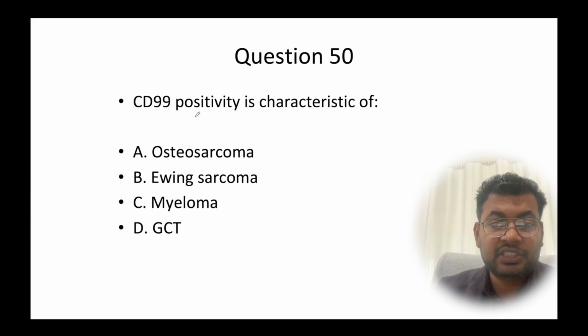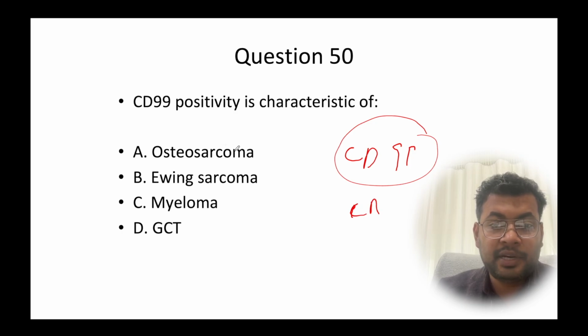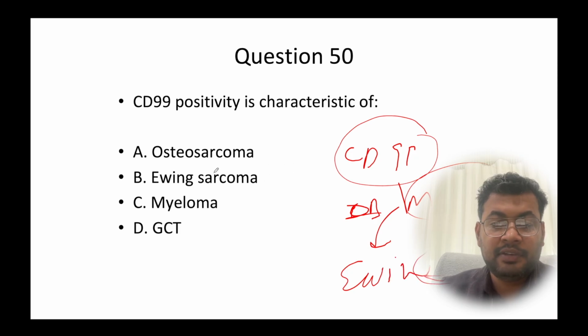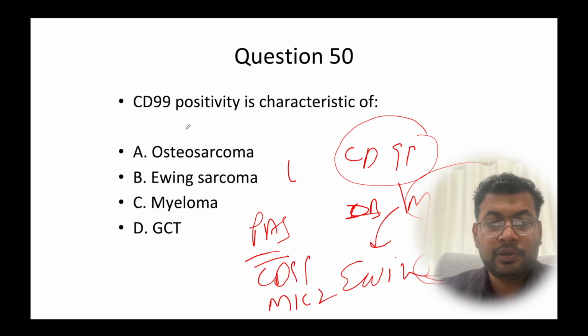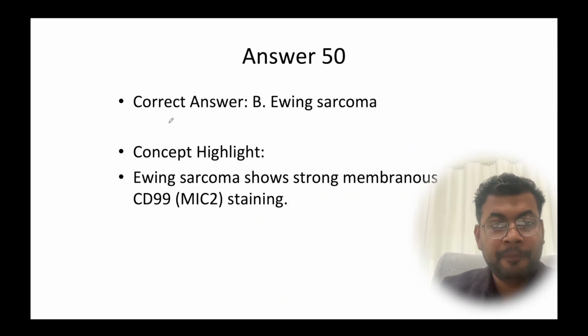CD99 positivity is characteristic of. CD99 is an immunohistochemistry marker, and we get this staining with CD99 or MIC2. These are seen in Ewing sarcoma. So for Ewing sarcoma, please remember PAS positive, CD99, MIC2, translocation 11;22. So these are all the questions from Ewing sarcoma.